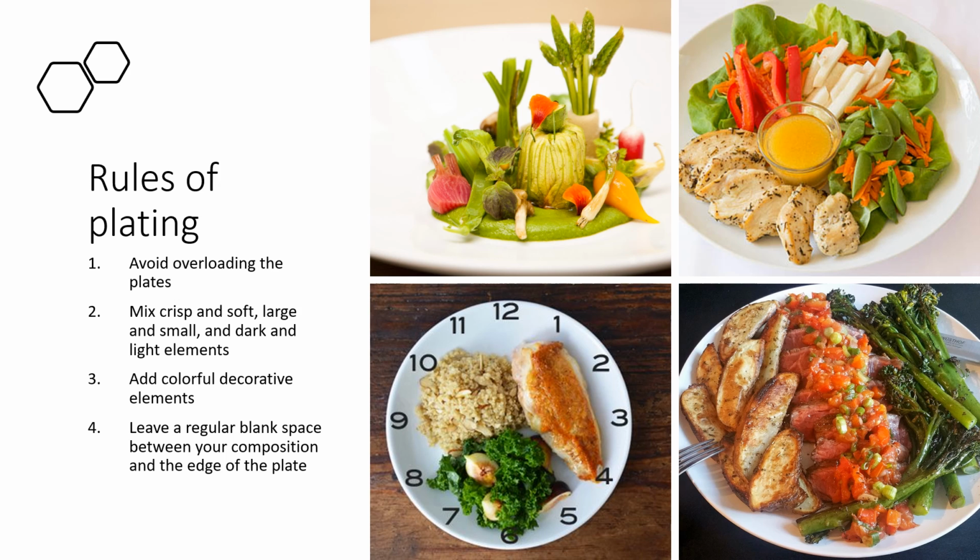For the rules of plating, we have the following. 1. Avoid overloading the plates. 2. Mix crisp and soft, large and small, and dark and light elements. You can use the sauce as decoration. Serve additional sauce on the side or in a small stylish jar. Sliced vegetables and fruits using various and surprising combinations to make great-looking garnishes. Number 3, add colorful decorative elements. And number 4, leave a regular blank space between your composition and the edge of the plate.